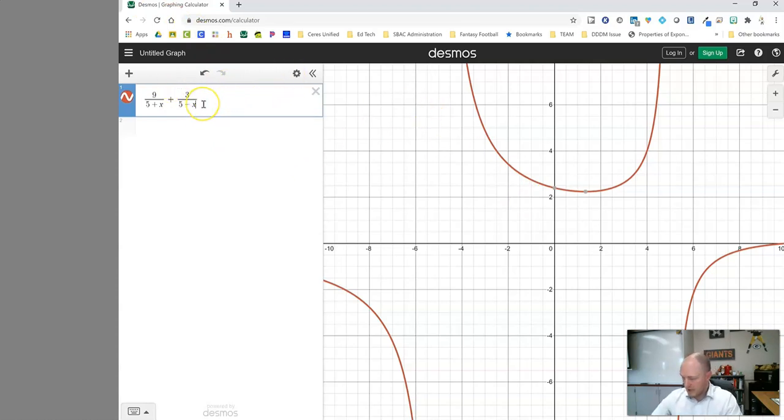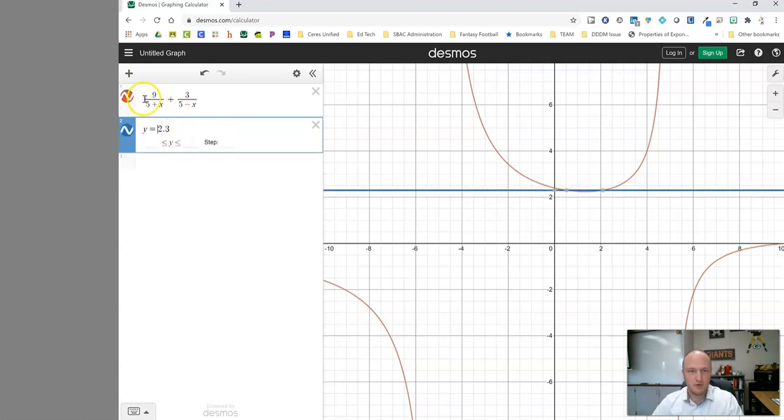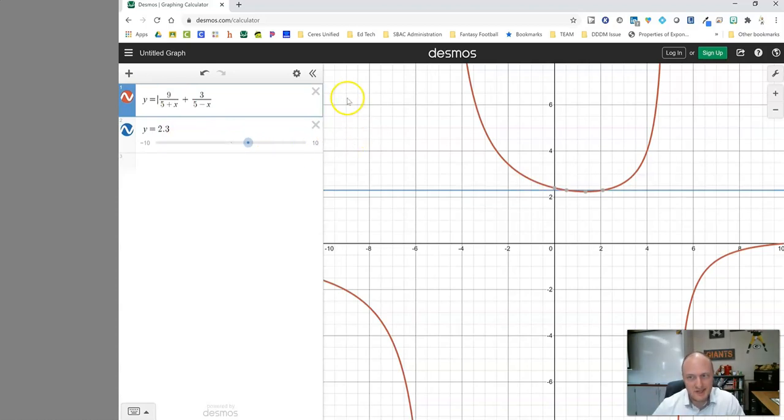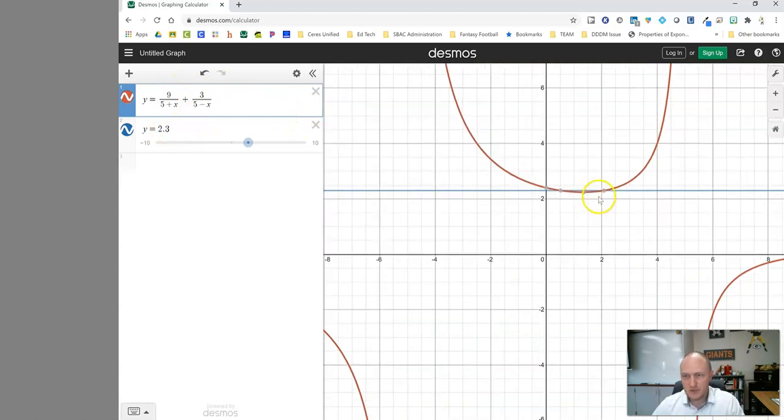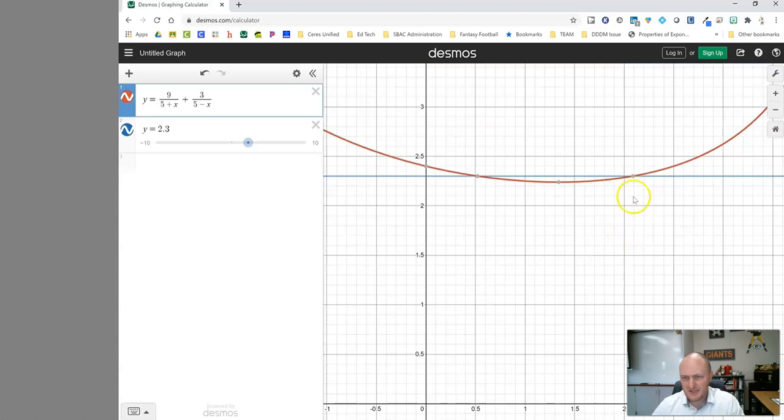And we want to know when is this equation equal to 2.3? When is it equal to 2.3? And I'm going to put y equals 2.3. You could put y equals over here. So I'm essentially using 2 equations, and I want to know when is the left side equal to the right side. So what I'm going to do is zoom in here, and it looks like I have 2 solutions. I have one here and one here. They're touching. So when they touch, that is a solution.